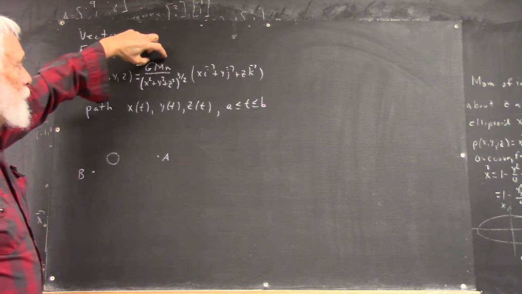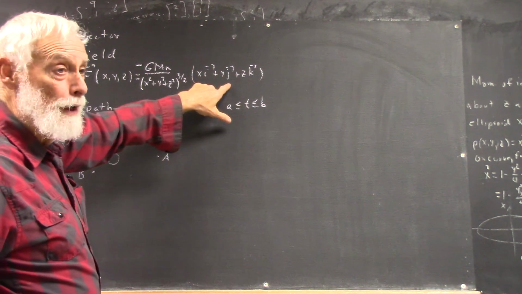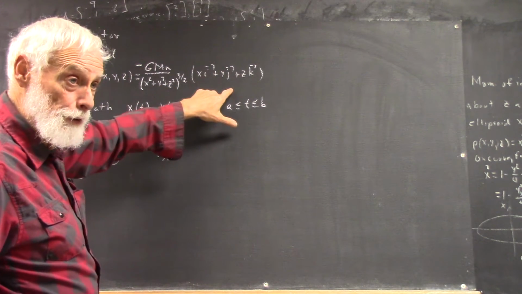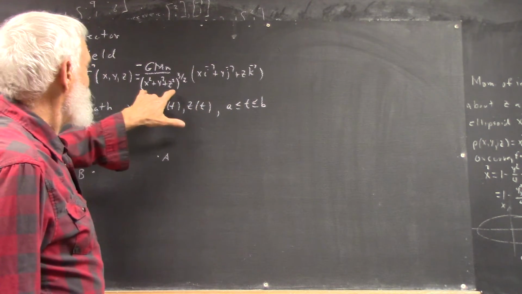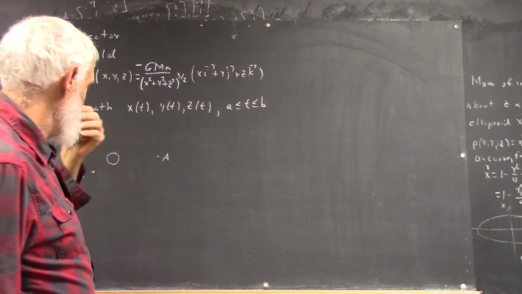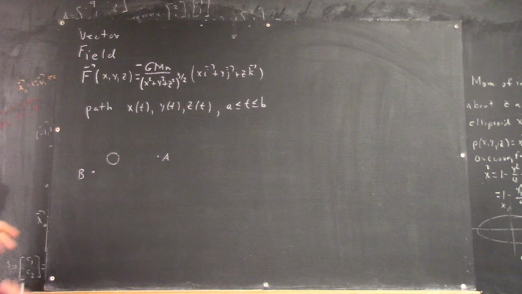Okay, so this should be obvious. The unit vector would be this over the square root of x squared plus y squared plus z squared, and x squared plus y squared plus z squared would be your r squared. That should be completely obvious, both from this course and from a physics course.